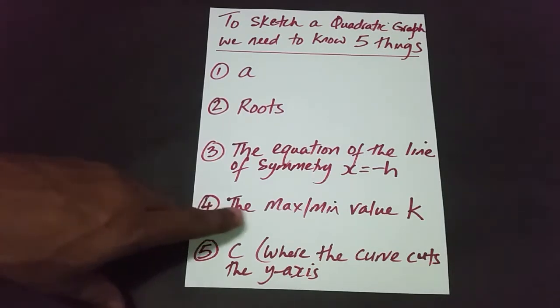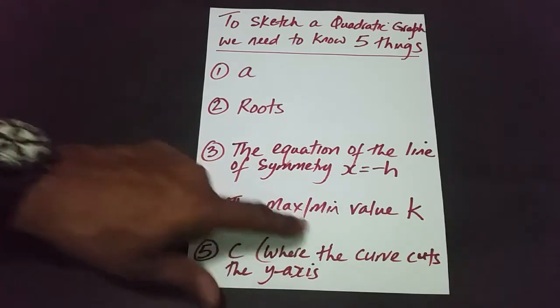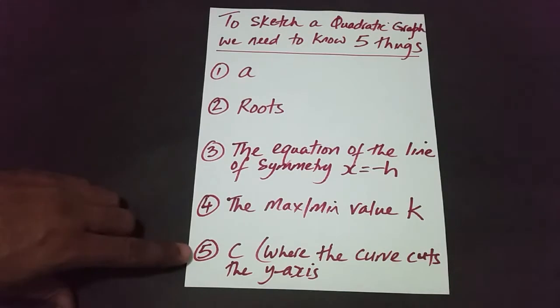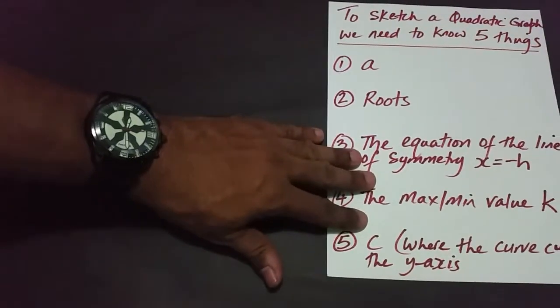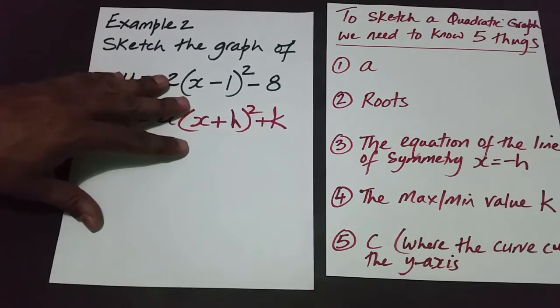And also we need to know the maximum or minimum value, which is k, and whether it is a maximum or minimum is dependent on whether or not we have a smile or a frown. And finally we need to know the value of c, which is where the curve cuts the y-axis. So these are the things that we're going to need in order for us to be able to sketch this.